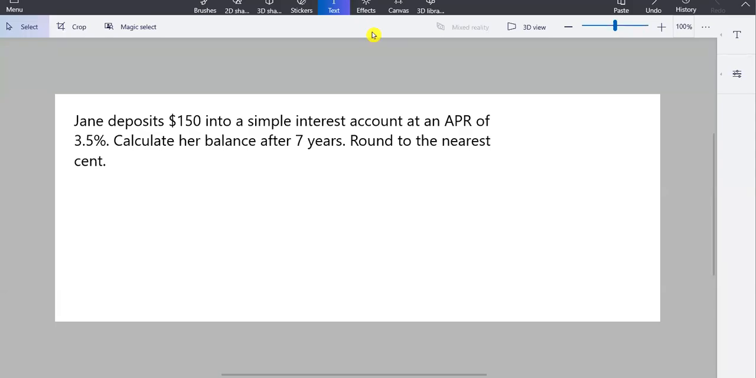Okay, let's take a look at our first question. Jane deposits $150 into a simple interest account at an APR of 3.5%. Calculate her balance after 7 years, round to the nearest cent.